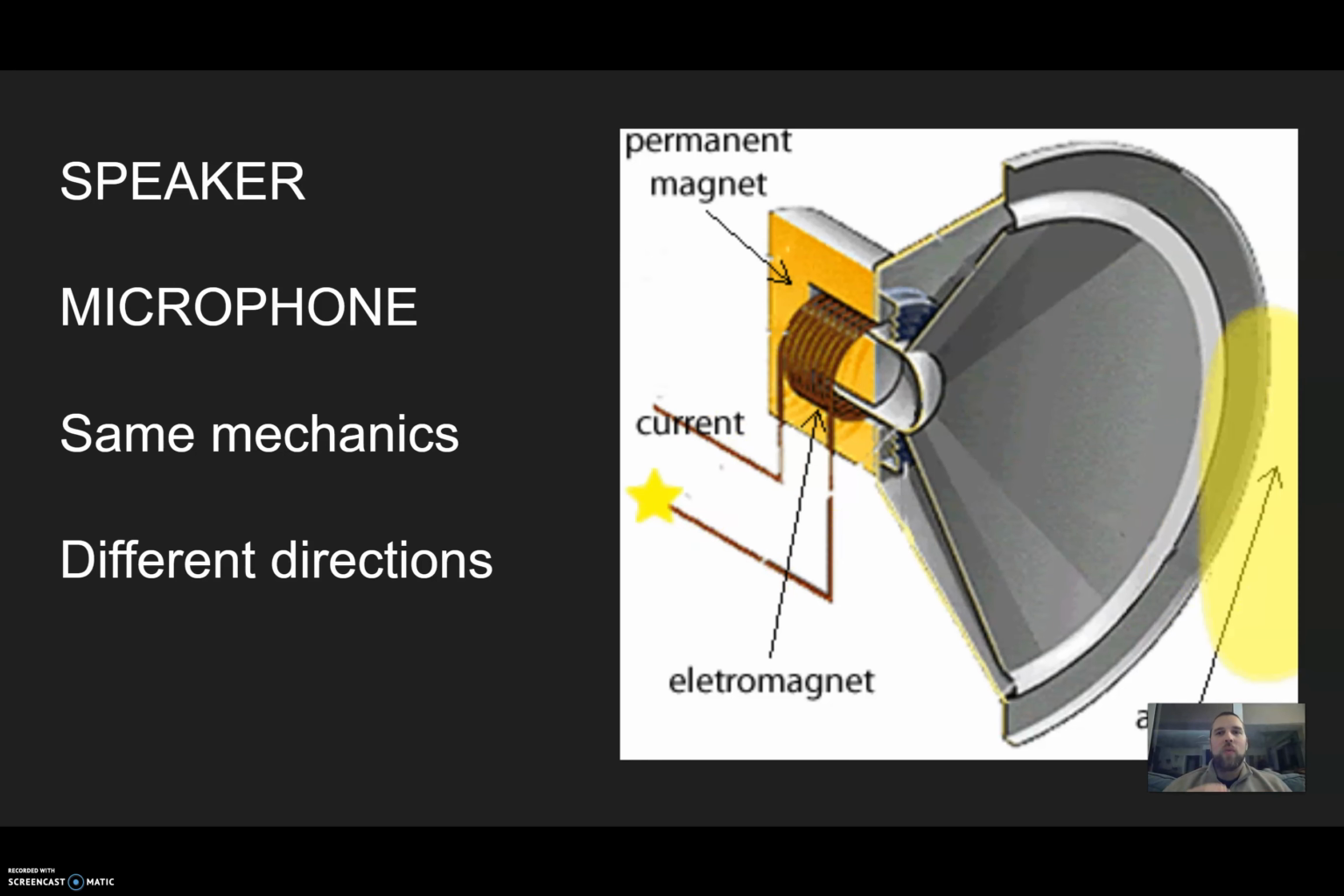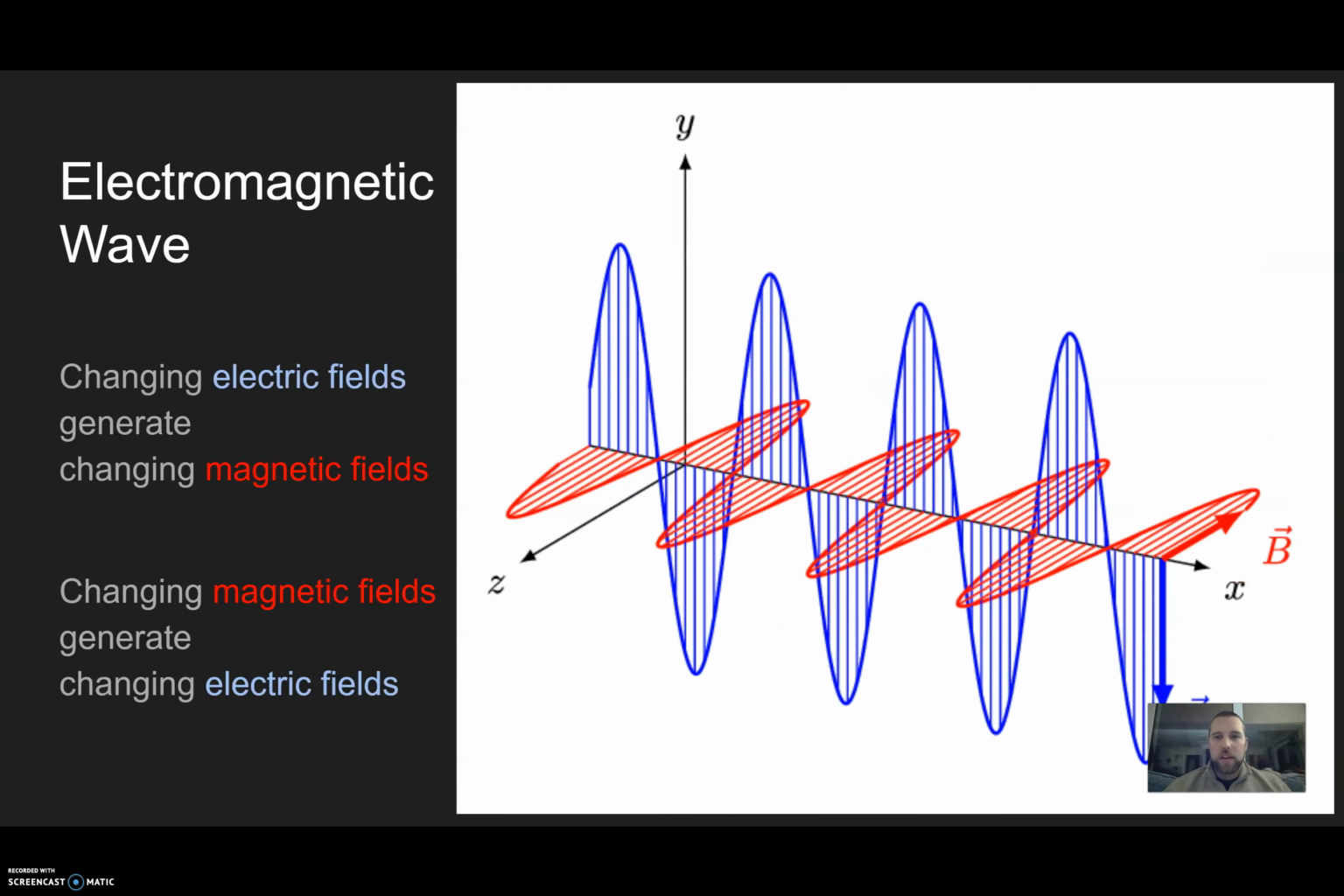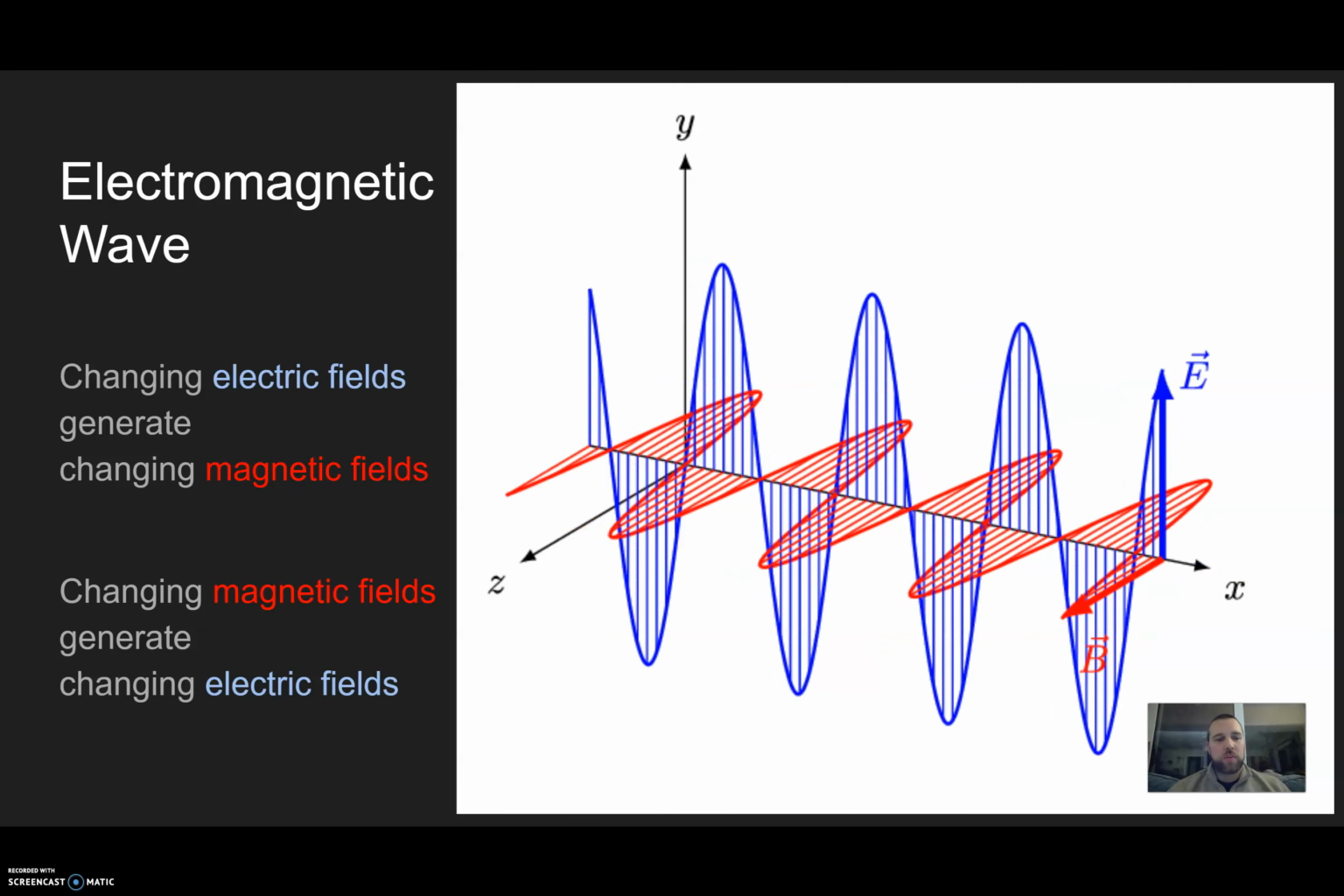And again, we encode that to transfer to other places. So speakers, motors, generators, same device, run different directions. Speakers, microphones, same device, run in different directions. Okay, great. It's all about moving electrons. What can we do with those moving electrons?